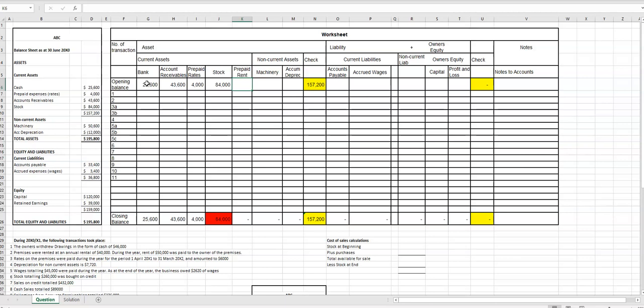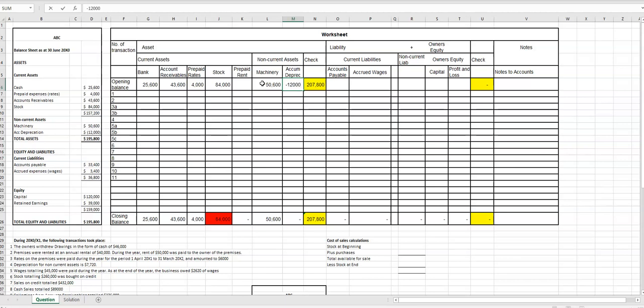Now moving on to our non-current assets. So if we look over here on our last year's balance sheet, we have non-current assets of machinery. So here we have 50,600. We also have accumulated depreciation of minus $12,000. So let me just put in minus 12,000 here.